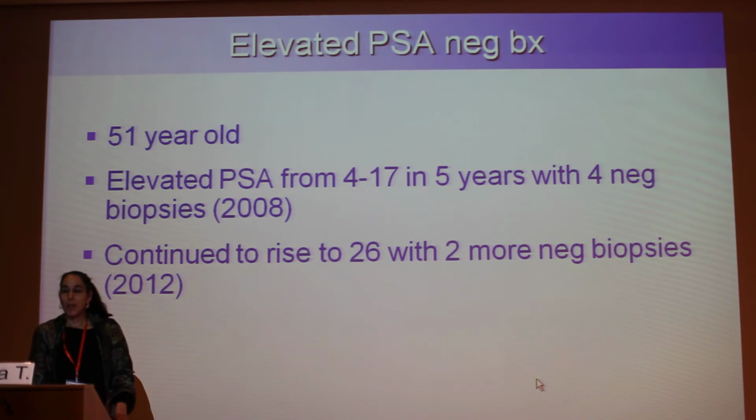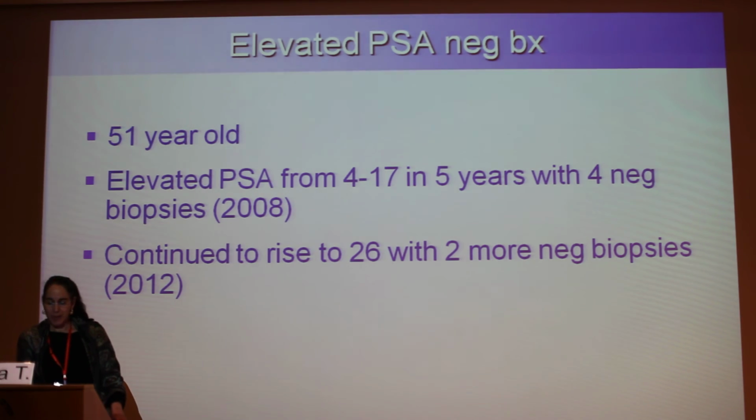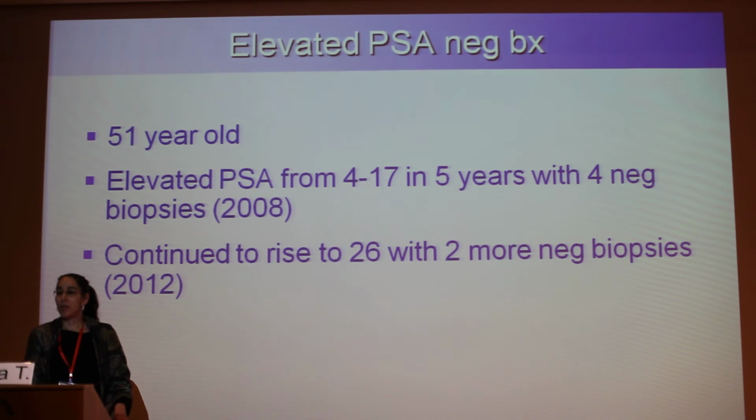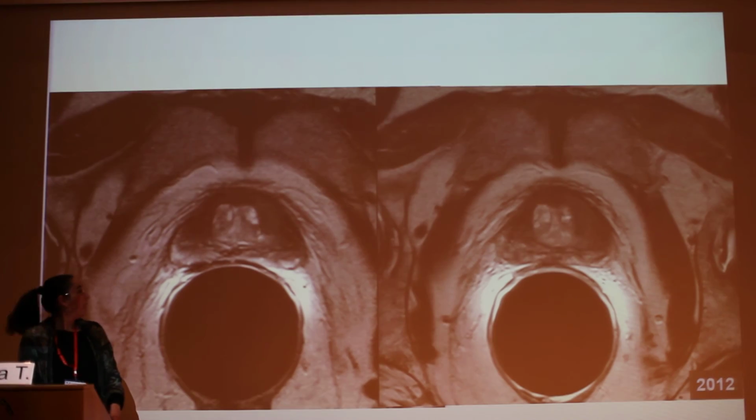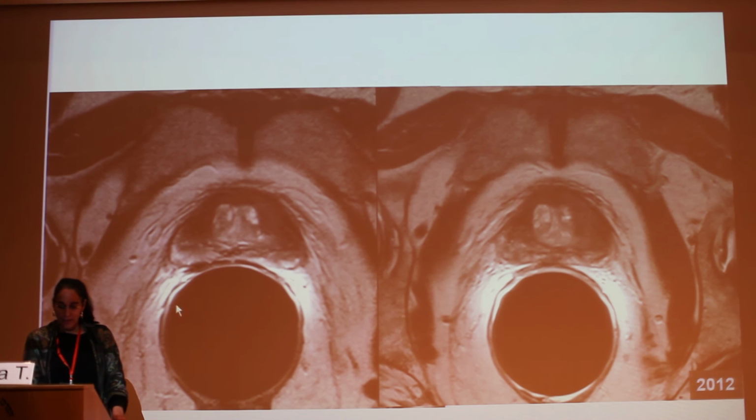Okay, 51-year-old patient with an elevated PSA raised from 4 to 17 in 5 years with 4 negative biopsies. That was in 2008 when we did his first prostate MRI, and I read it out as normal. But he continued to have a rising PSA, now rising to 26 with 2 additional negative biopsies. So this patient has already had 6 rounds of biopsies which were negative. And I don't know how well you can see it on the screen. This is 2008, this is 2012.